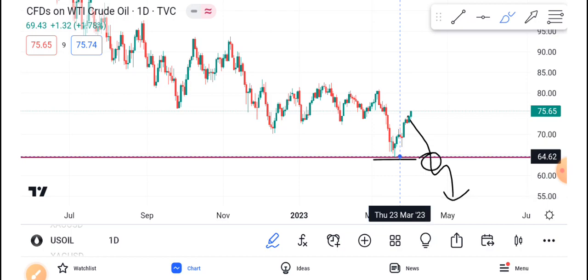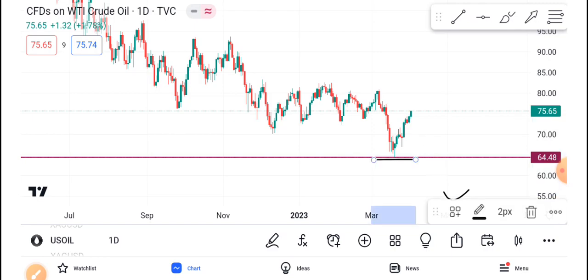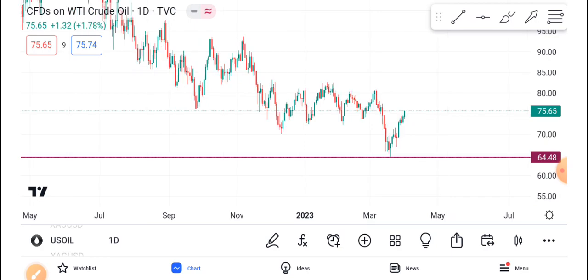Fine. So let me just remove all that. I like my charts to be very clean. I just draw these things for reference, but I don't like to keep all of them on the chart. So I'll just remove all that.